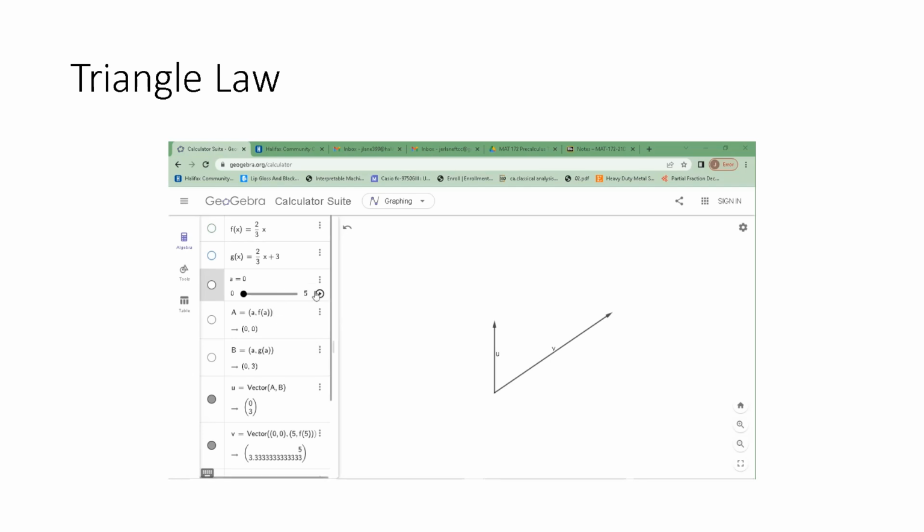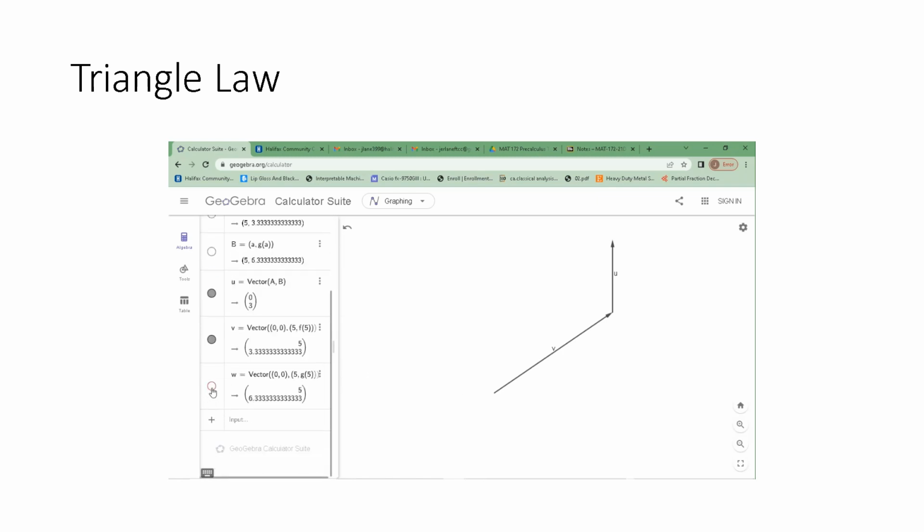So we're going to go ahead and move this vector u. Notice that its magnitude and direction do not change, only its location changes. So we're moving it from one location to the other, and now I have two sides of a triangle, and when I put in the w vector here in red, this completes the formation of the triangle.